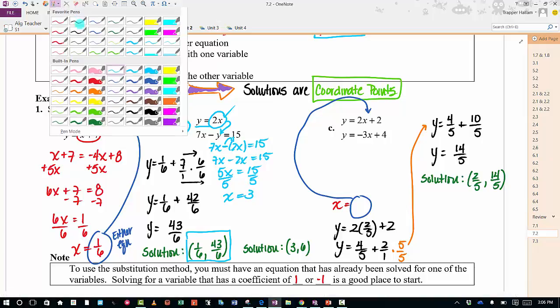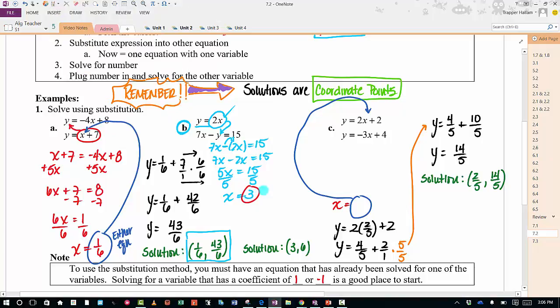I'm going to switch colors so you can see this clearly. I'm going to take the 3 and move it back up into either one of the equations. It doesn't matter. Guess which one I'm going to pick? The easier looking one. That should always be your scenario: pick the easiest looking one. So y equals 2 times 3, which equals 6. Your x coordinate is 3 and your y coordinate is 6. Both of those go together to make your solution, which is the point (3, 6).